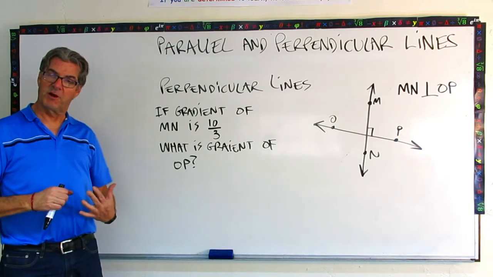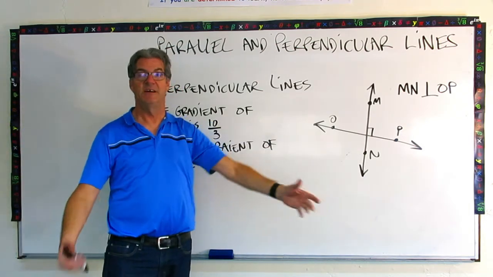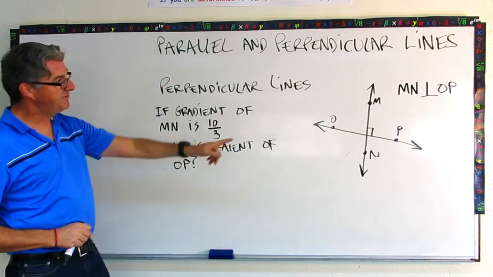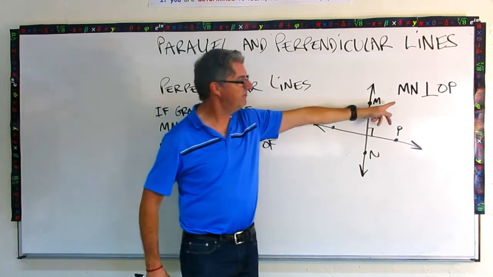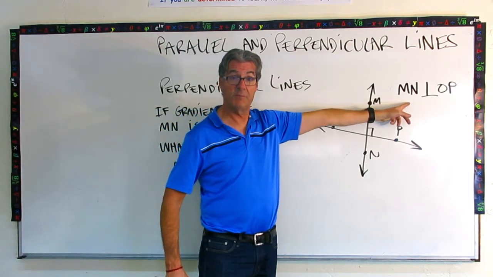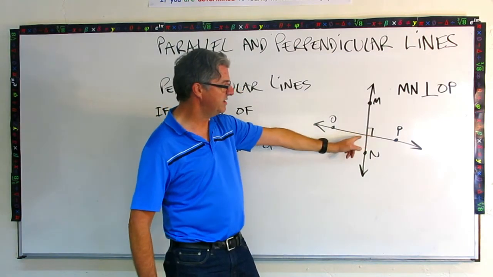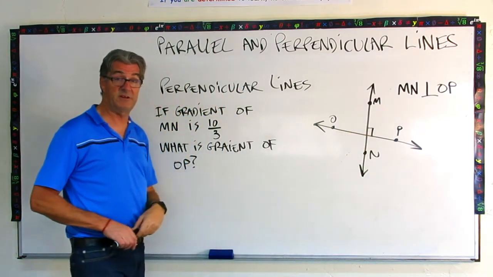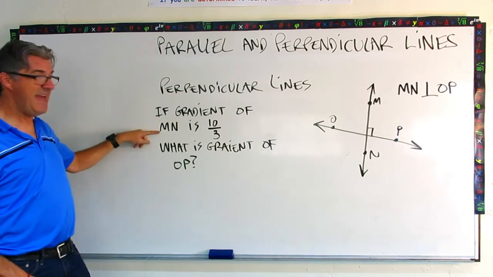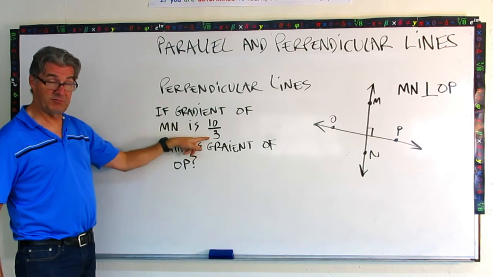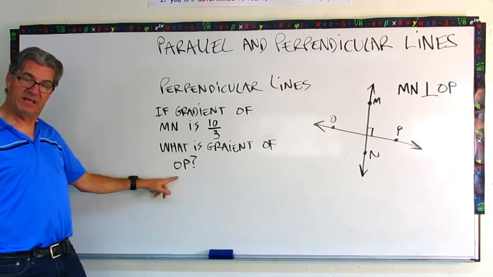So let's do a little problem. And I bet you're wondering why this thing was all over there this whole time and I haven't referred to it. So here's the moment. Okay, so I have 2 lines, MN and OP, and you can tell by my notation right there, I'm telling you that they're perpendicular to each other. There's also another clue. This little square box here tells you that these two lines are perpendicular. Okay? So here's the question. If the gradient of MN is 10 over 3, pretty steep slope, what is the gradient of OP?